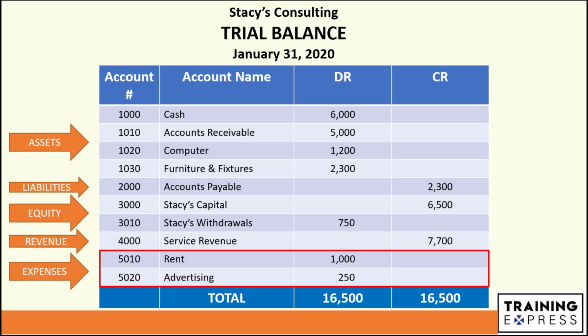Then at the end we are looking at expenses. We have only two expenses in this example: one is rent and the other one is advertising. If you remember, the normal balance for all expenses is debit. That is why we have written them in the debit column. Last but not least, when we are done preparing the list of these accounts, we have to total both the debit and credit columns, and they must always be equal. So you can see here that the total for the debit column is 16,500 and the total for the credit column is also 16,500.